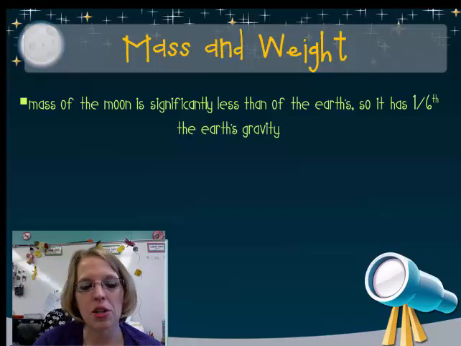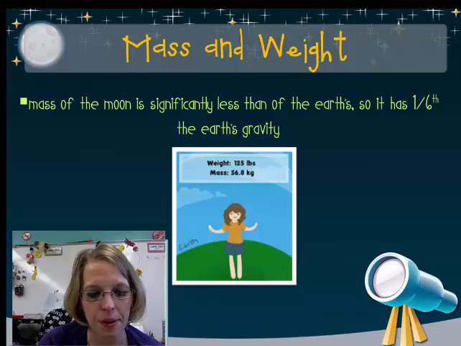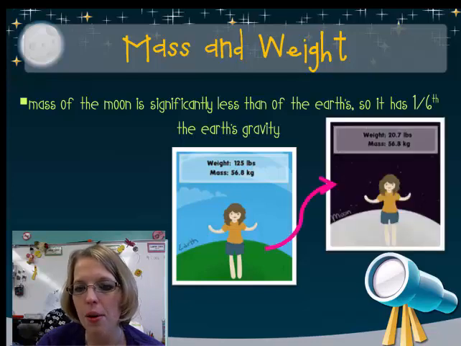So, again, make sure you have this down. The mass of the moon is significantly less than Earth, so it has a sixth of the Earth's gravity. So if you weighed 125 pounds on Earth and your mass was 56 kilograms, on the moon, you're going to weigh 20 pounds. We just divide by 6. But your mass is going to be the same.